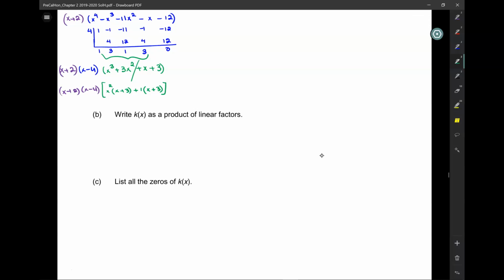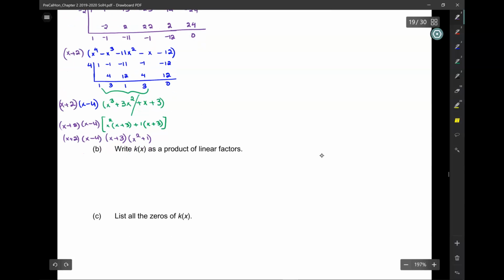Okay, so I now have x plus 2, x minus 4, x plus 3, that's that common term, x squared plus 1. Okay, there we go. I factored it. I can't factor that anymore just yet. So you know what? I'm just going to copy it over here. I have x plus 2, x minus 4, x plus 3, x squared plus 1.